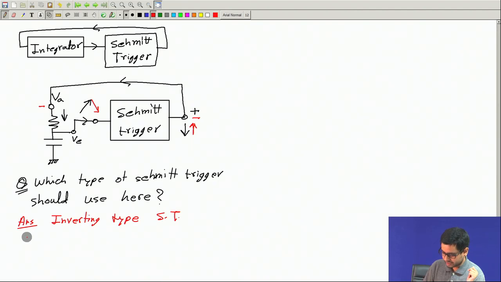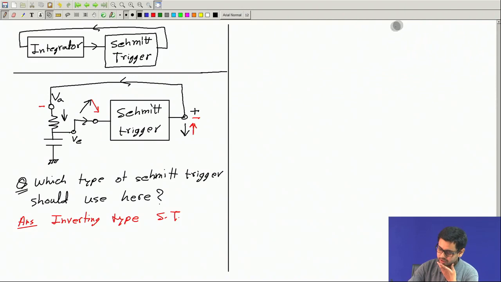Okay. And let us draw the circuit of this inverting Schmitt trigger and make this circuit complete. So, to draw the inverting type Schmitt trigger, I always start from a non-inverting amplifier.